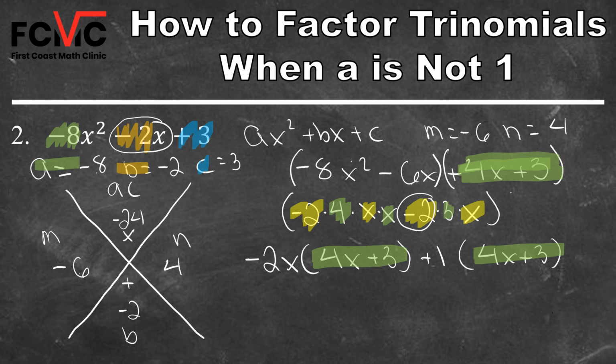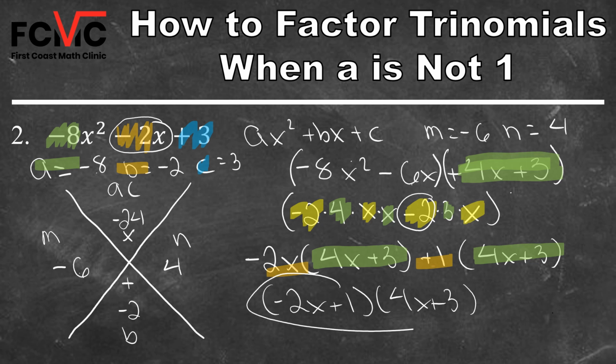So now let's group terms outside our parentheses and inside, and we're going to rewrite this as -2x plus 1 times 4x plus 3, and these are our factored binomials. All right, let's get into example number 3.